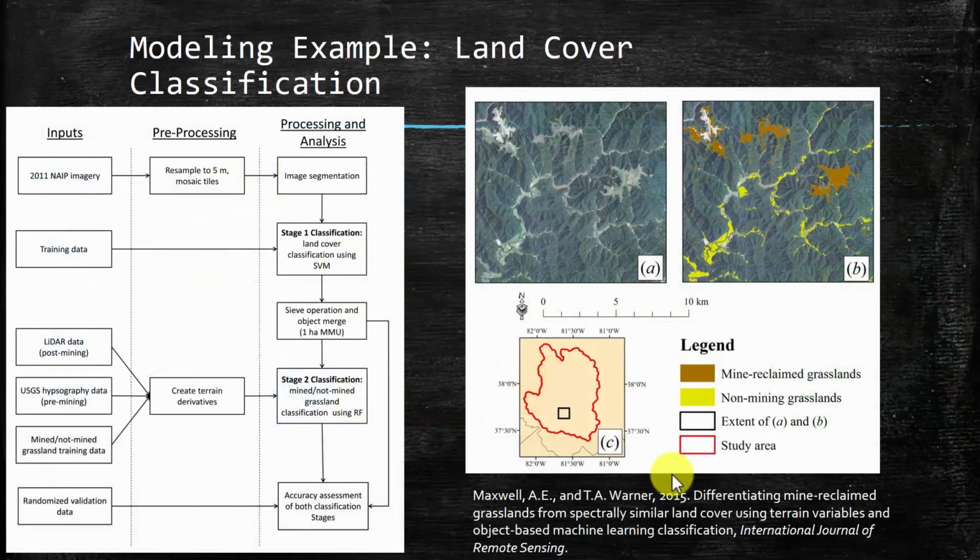Here's another application that's somewhat related. So this is trying to predict whether grass areas are the result of mining, so mine reclaimed grasslands, or just other grasslands. So this was done for a portion of southern West Virginia. So the idea here was kind of a binary classification. So try to predict whether an area that was grass was either mine-related or non-mine-related. And this again was done using random forest.